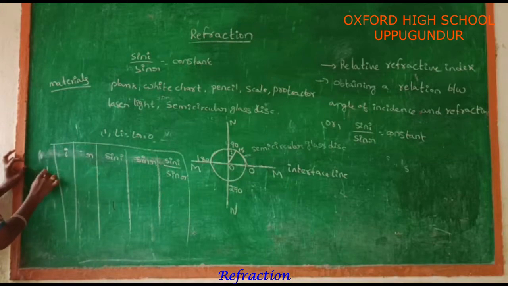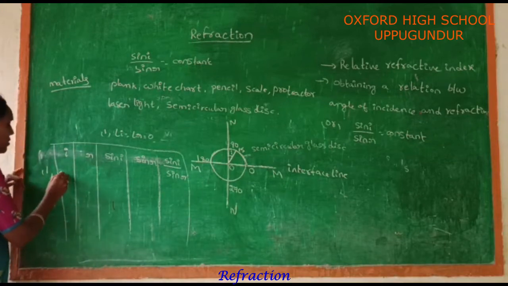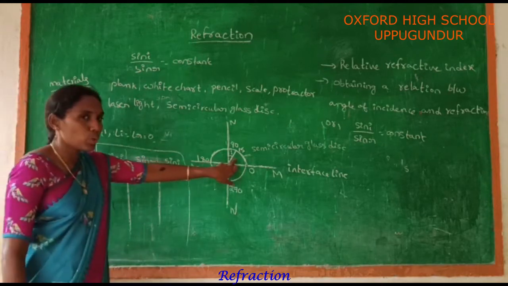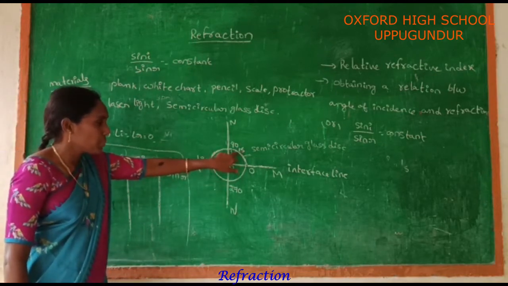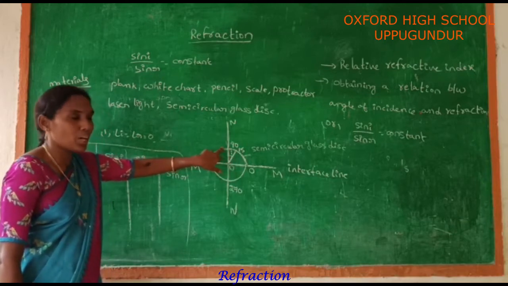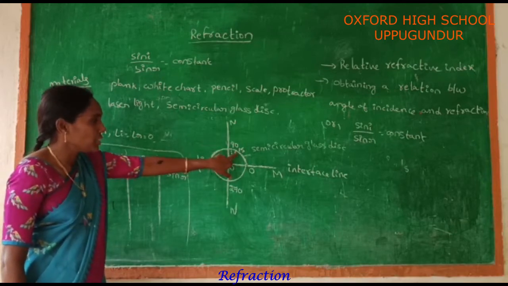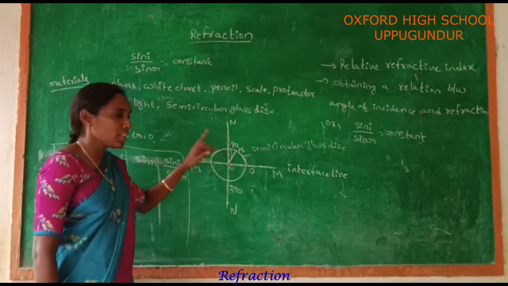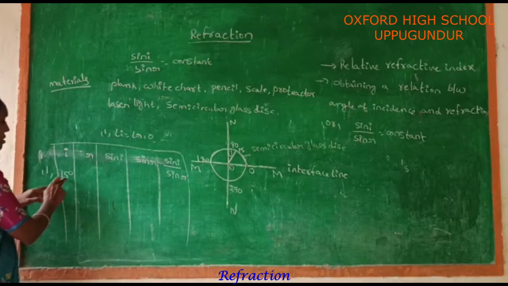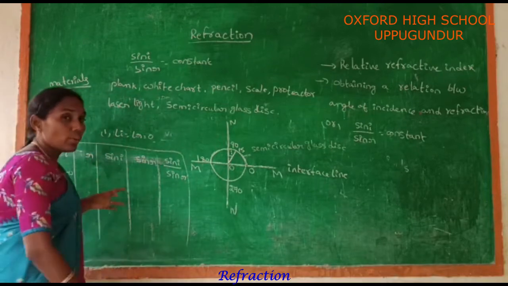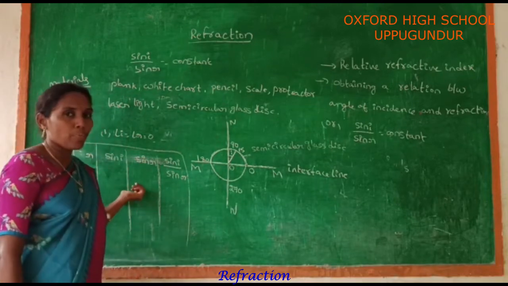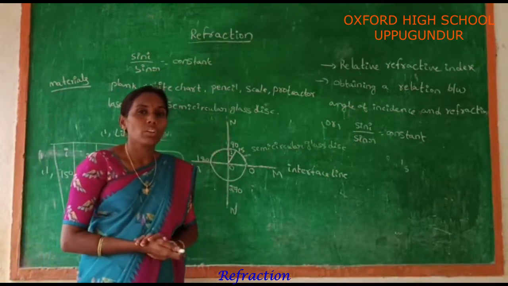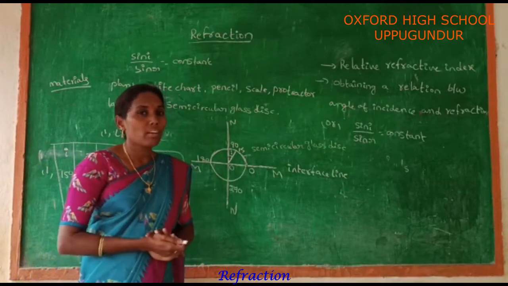See the first case: the angle of incidence is 15 degrees. Now look at the board. Send a laser light which makes an angle of 15 degrees with the normal. The angle between the incident ray and the normal is called the angle of incidence. The value is equal to 15 degrees, and that value is tabulated. Next, find the corresponding angle of refraction. How do we find it?